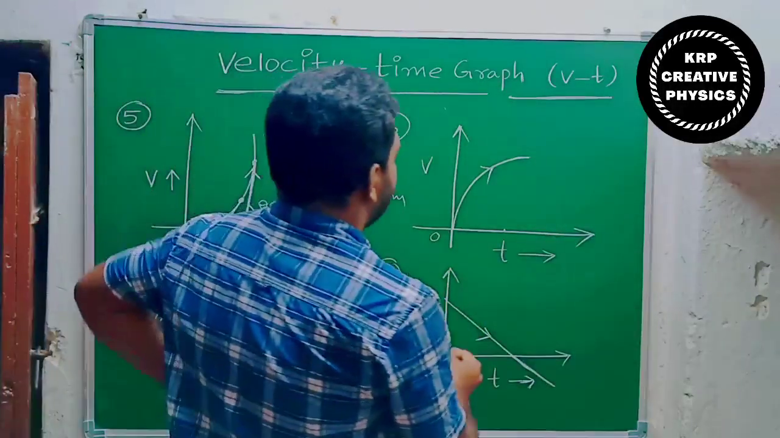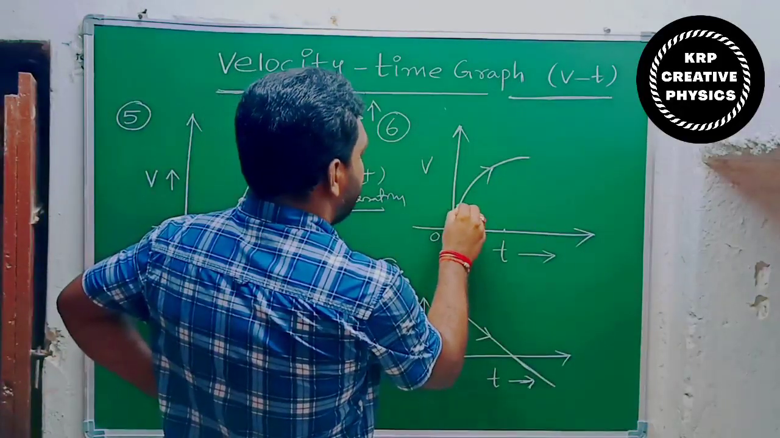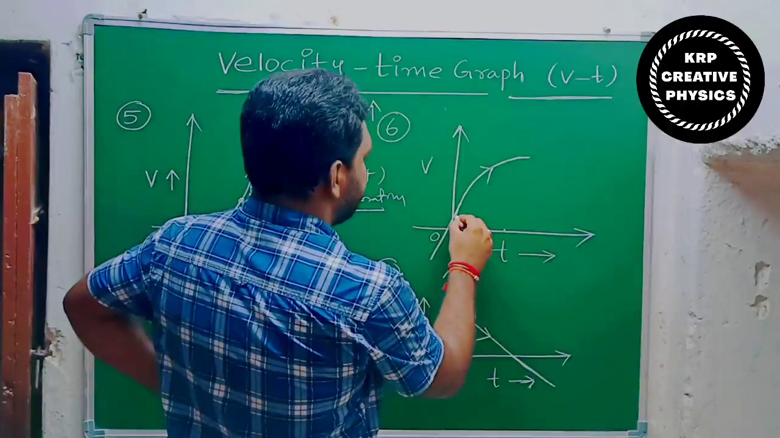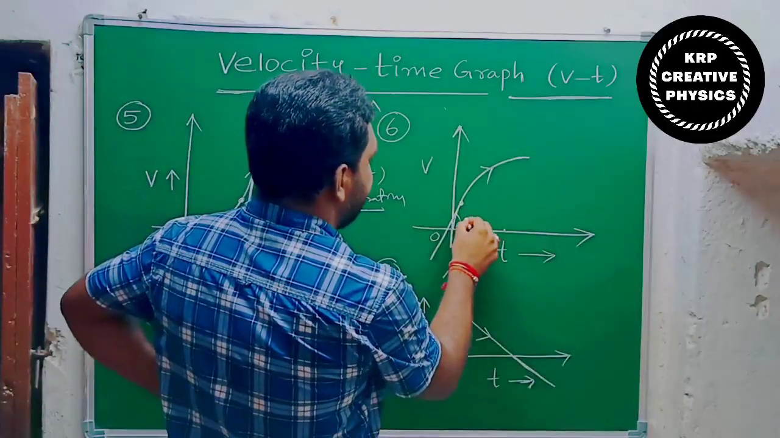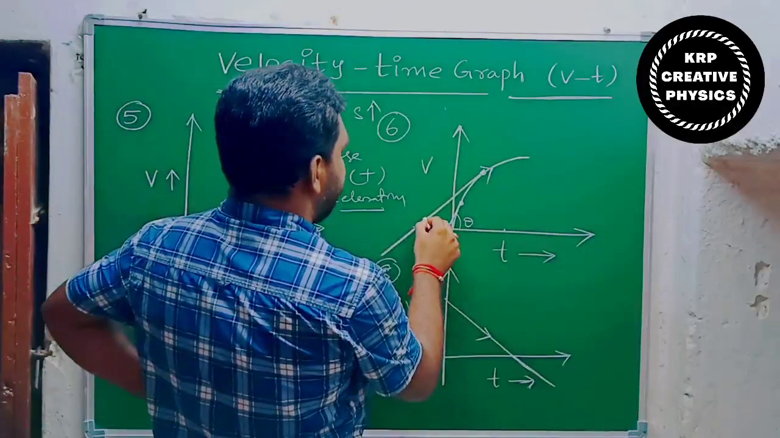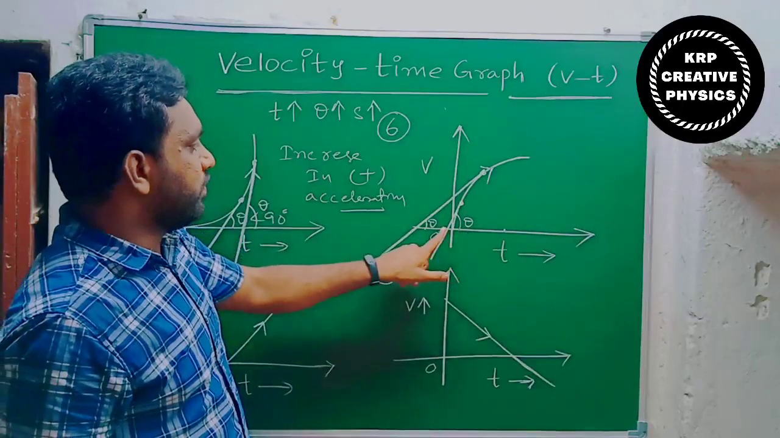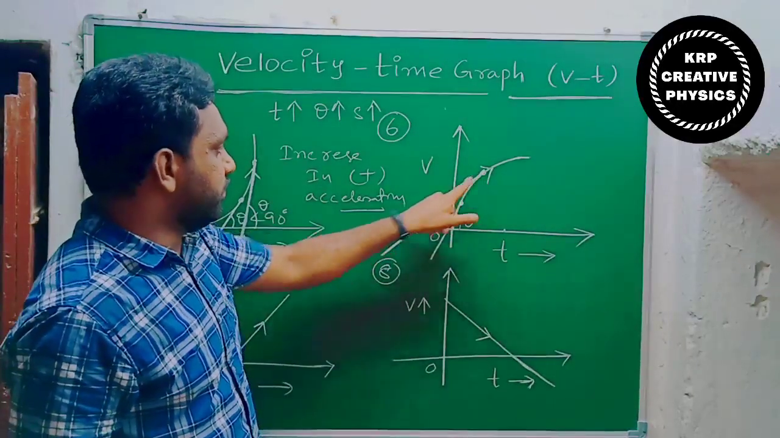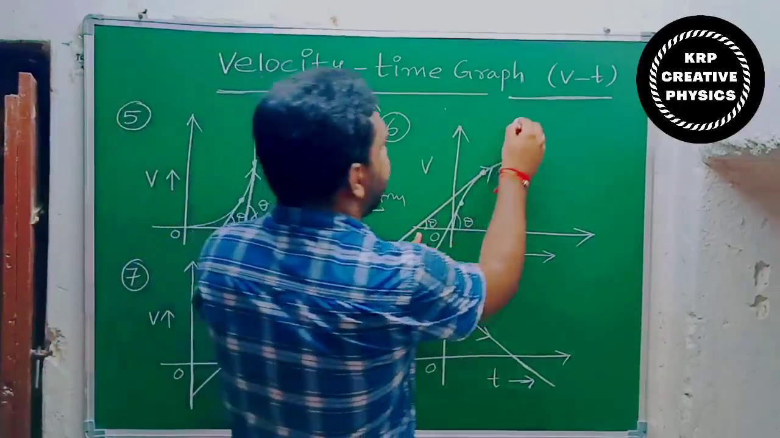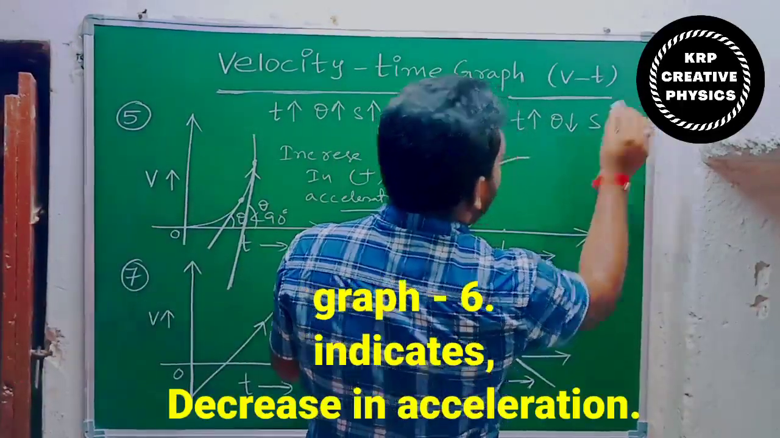Now we need to consider the angle. Here I am going to consider one angle. At this point, this is angle theta. Now I will consider another point, and this is the angle theta. Just try to observe here. Initially the angle is more, and as time passes, the angle is decreasing. Continuously, when time increases, the angle is decreasing and the slope is decreasing.